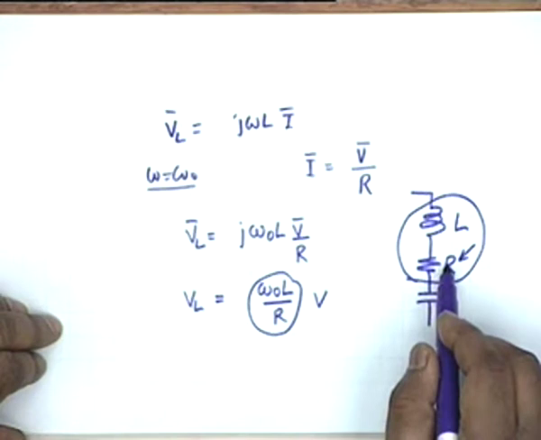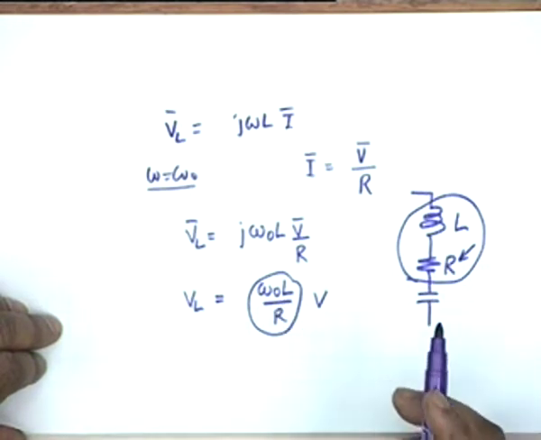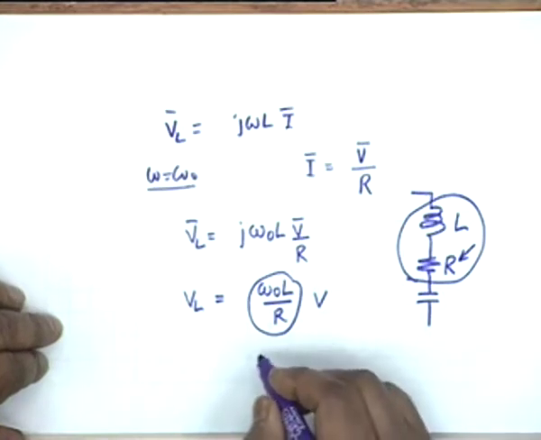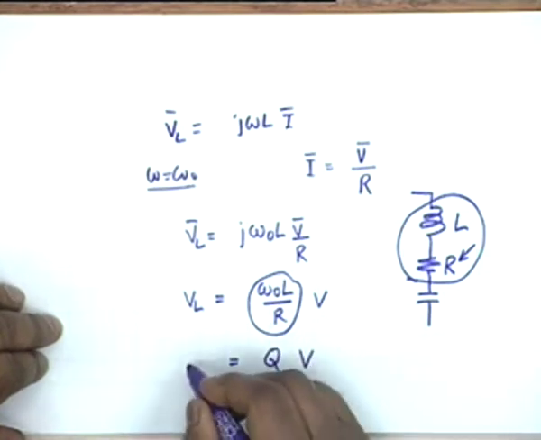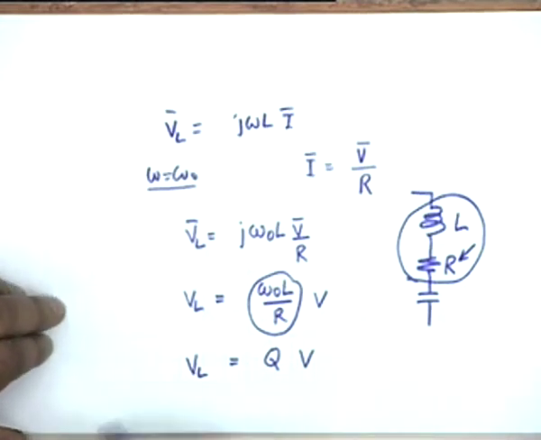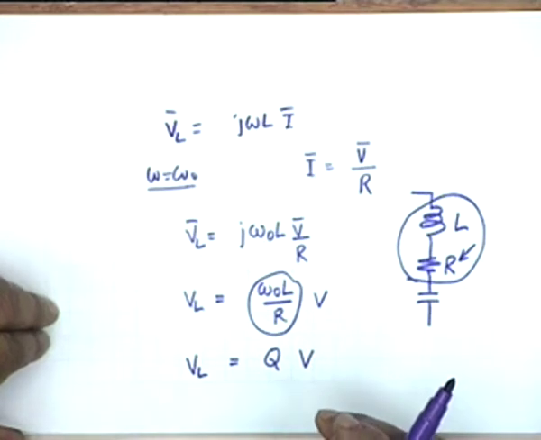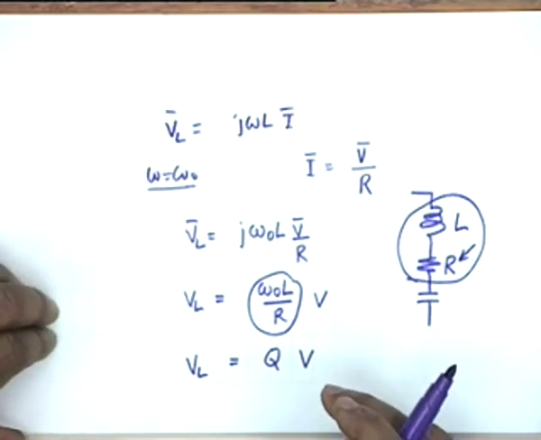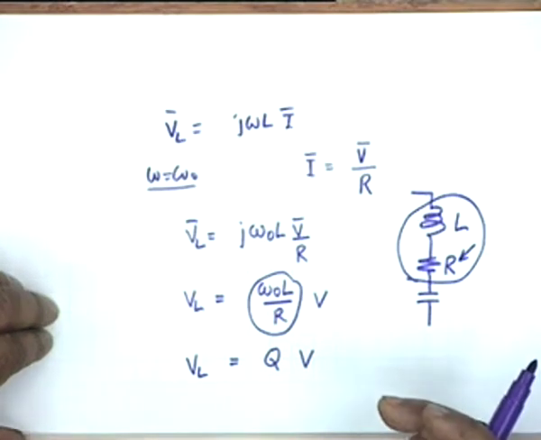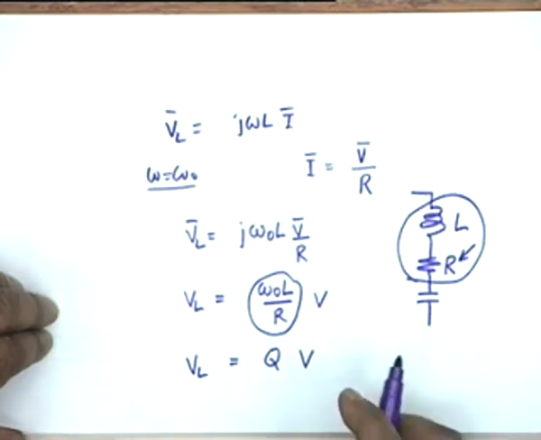but not by itself. It is a figure of merit with respect to omega 0 L, that is the inductive reactance, and this quantity is usually denoted by Q. VL is Q times V, and Q can be very large. Getting a Q of 10 at high frequency is absolutely no problem, which means that you can get a stepping up of voltage without using a transformer, and sometimes this is also called a resonance transformer. That is, you are using the phenomenon of resonance to get a stepped up voltage, Q times V.